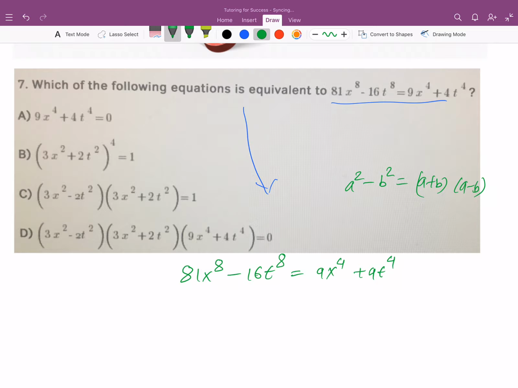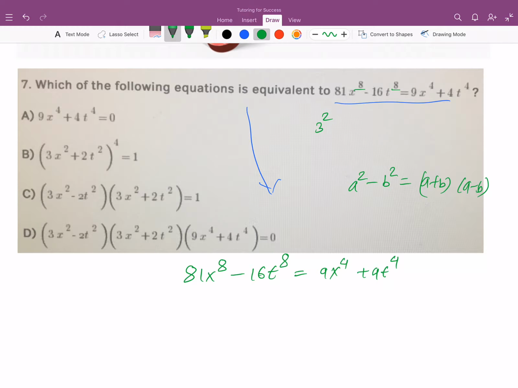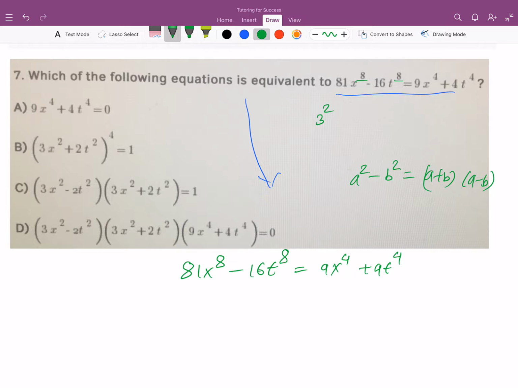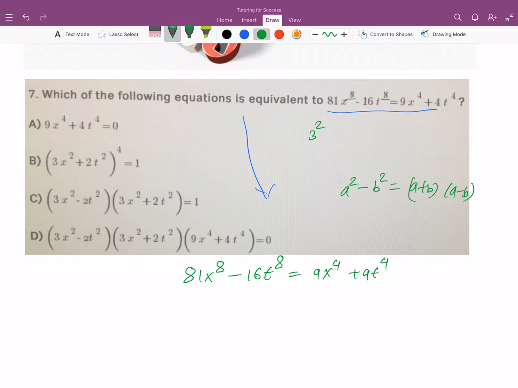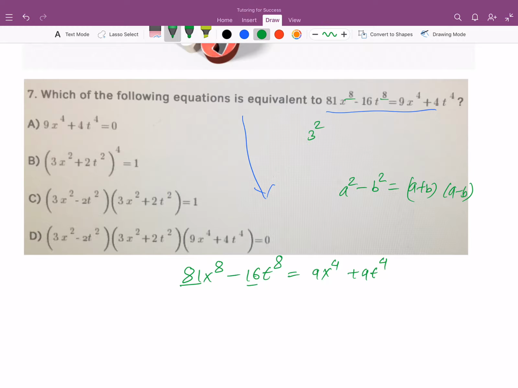And how do I see that pattern? 8 and 9 are convenient numbers. 9 is 3 squared, and 8 I can also use as a square, or some numbers. But let's do that. In my case, I have x to the 8, 16t to the 8, and then 9x to the 4, 9t to the 4. So 81, 16. I'm not going to work on this part.